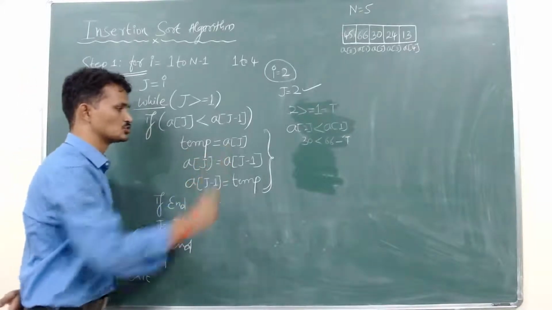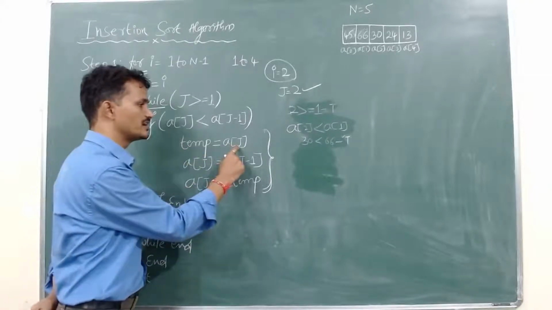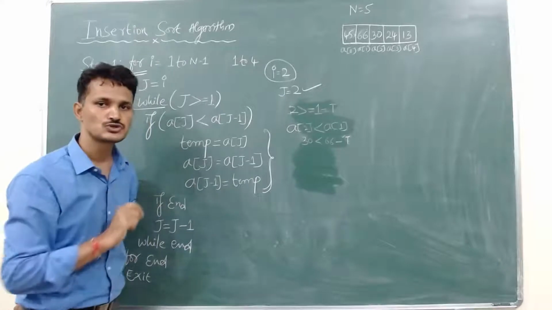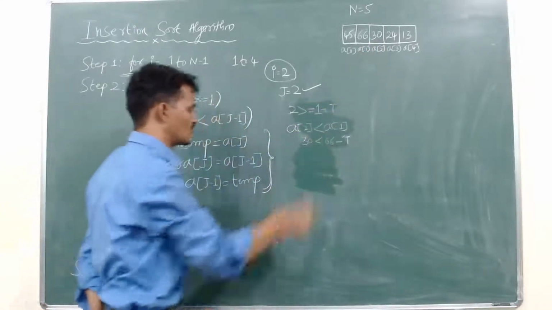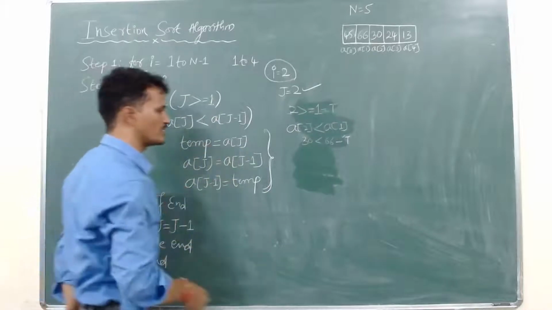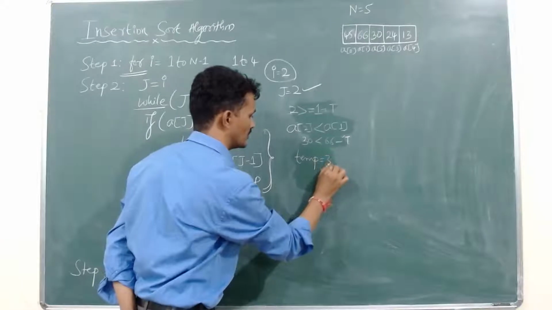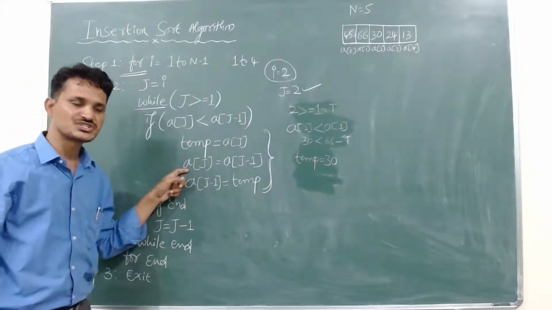Temp is equal to a of j. A of j means a of 2. What is the value stored in a of 2? 30. 30 is assigned to which variable? Temp. Right? Next, second assignment statement.